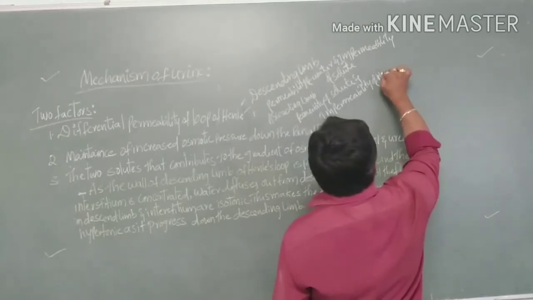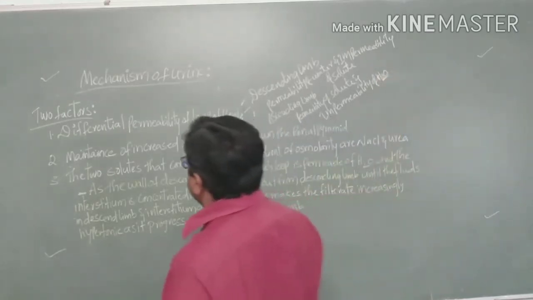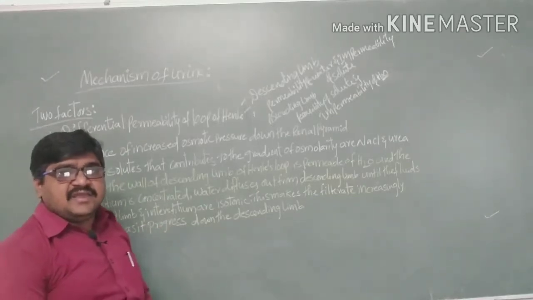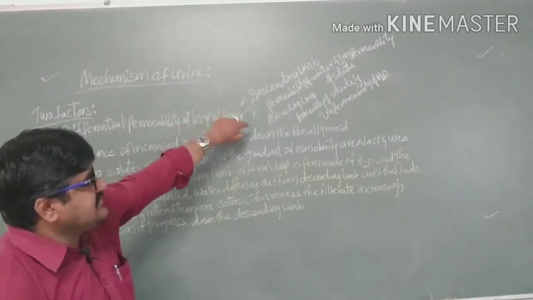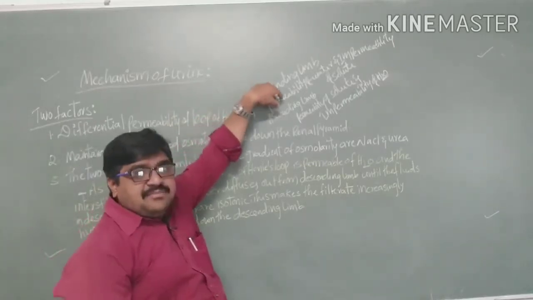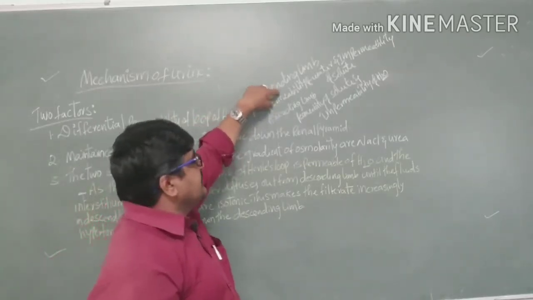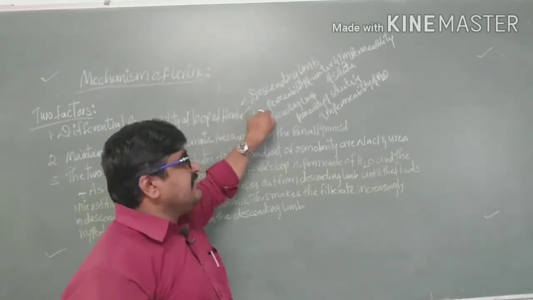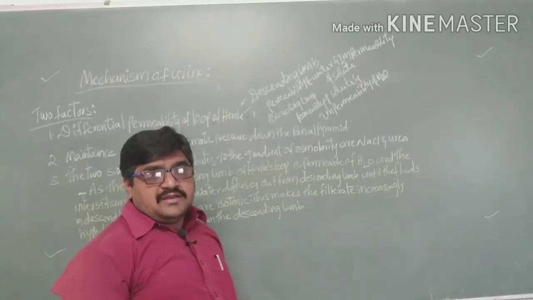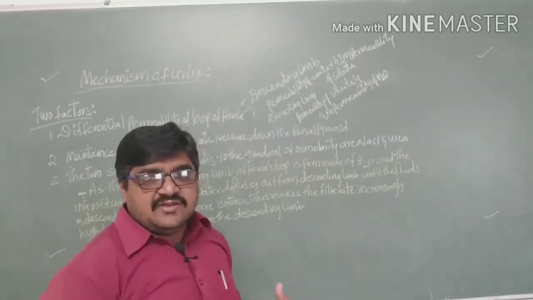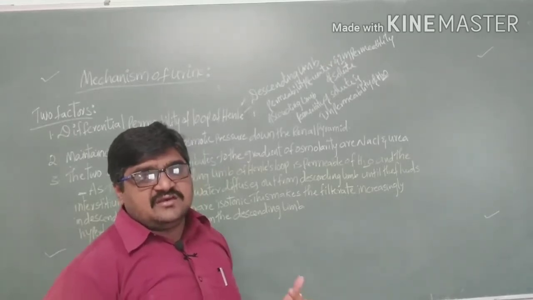So this is where the differential permeability of a loop of Henle takes place. The ascending limb is permeable to solutes and impermeable to water, and the descending limb is permeable to water. In the last class I said it in reverse; I think if it is reverse, it would be an exchanger.